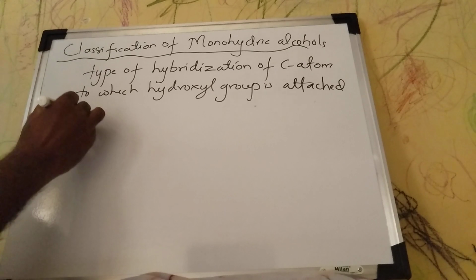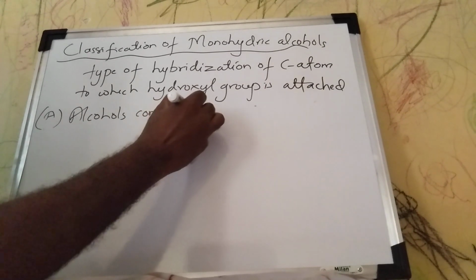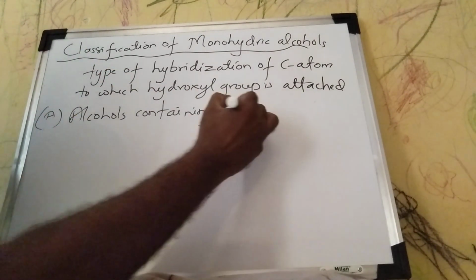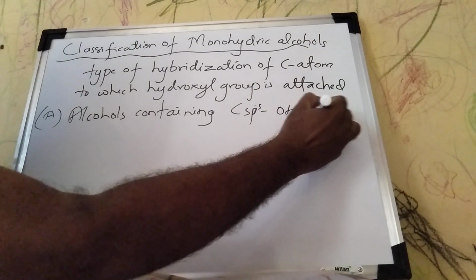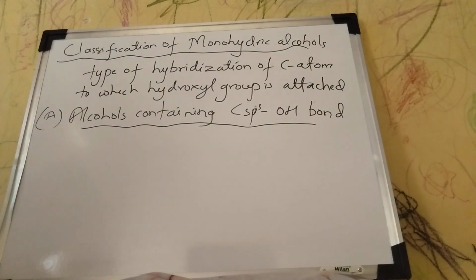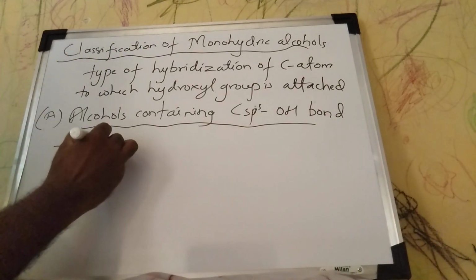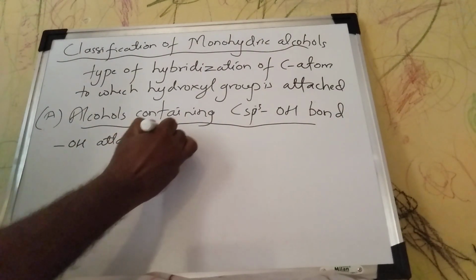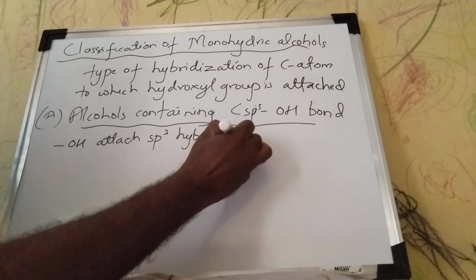First is alcohols containing C sp3-OH bond. Now in this, the OH group is attached to sp3 carbon atom of alkyl group. OH group is attached to sp3 hybridized carbon atom.